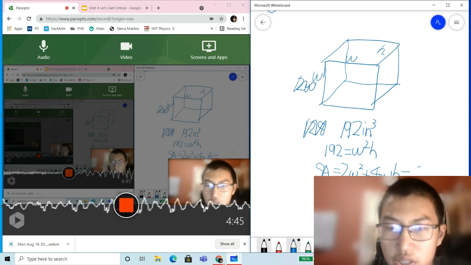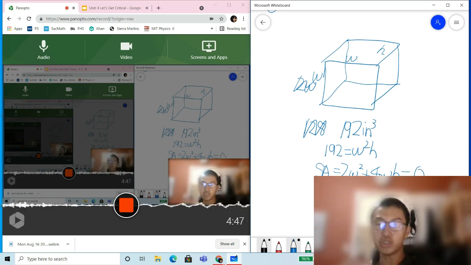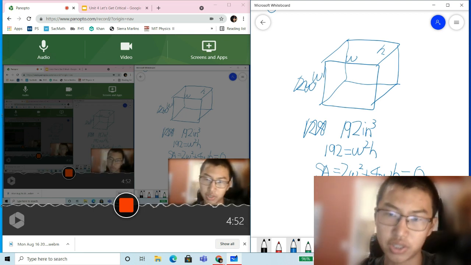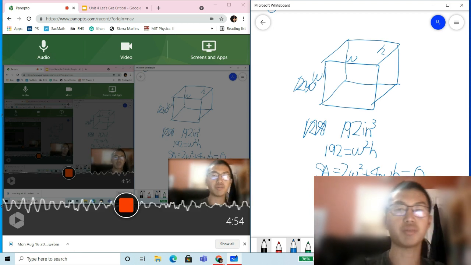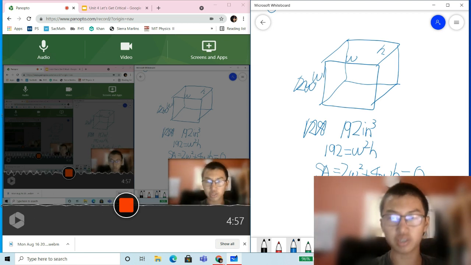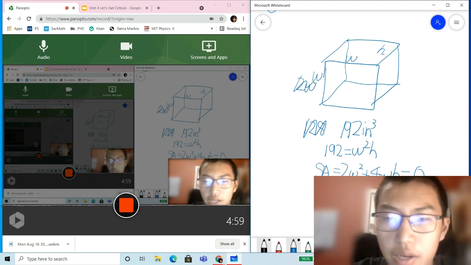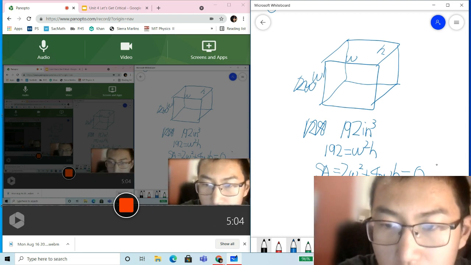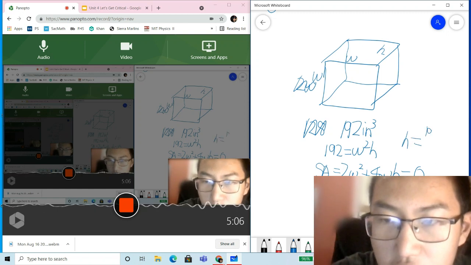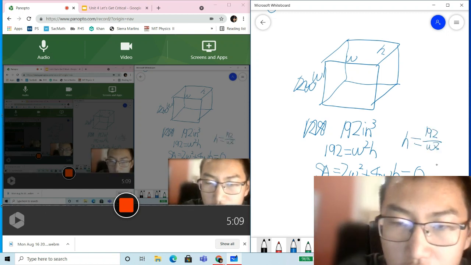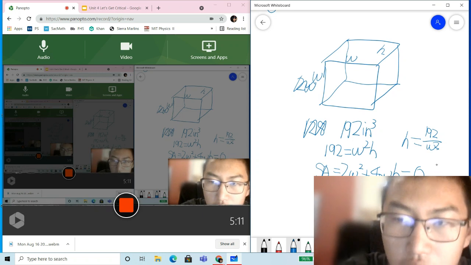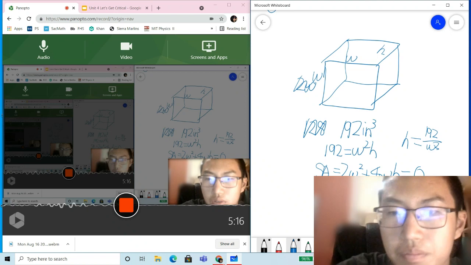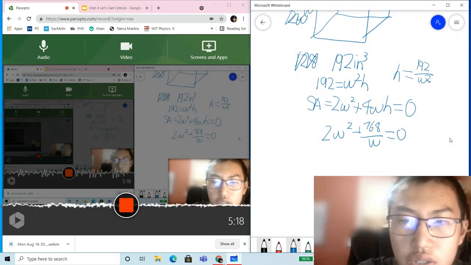Now, we're going to take the derivative and set it to 0. But here's the problem: I see 2 variables at the 4WH. We're going to have to make it 1 variable. But don't worry, we can, and we're going to do just that. H is 192 over W squared. So surface area is 2W squared plus 768 over W.